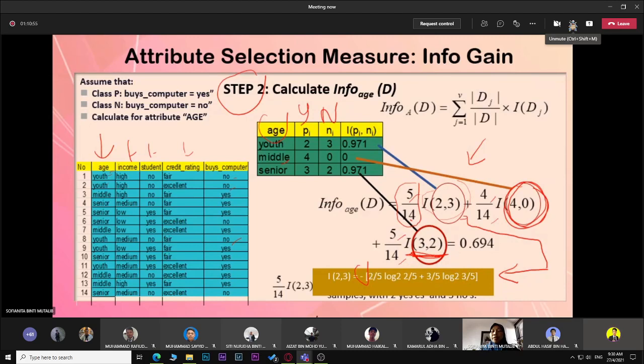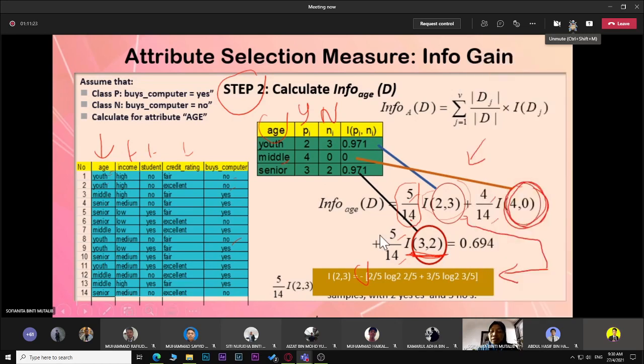How do you expand this one? 3 over 5 log 2. Yes, good. 3 over 5, plus 2 over 5 log 2, 2 over 5. Okay, the summation, and put the minus sign. Right? So after you calculate this, you will get here 0.694.